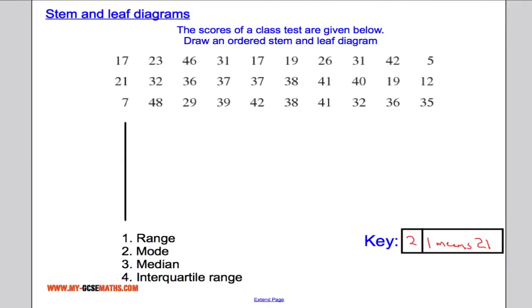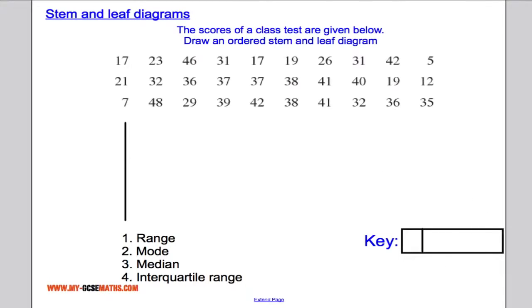So for example, suppose we had something like this. We had data sets using, I don't know, 2.1, 2.3, etc. I could say the 2 with the line and a 1 means 2.1. So it just explains to whoever views the stem and leaf diagram how to interpret it.